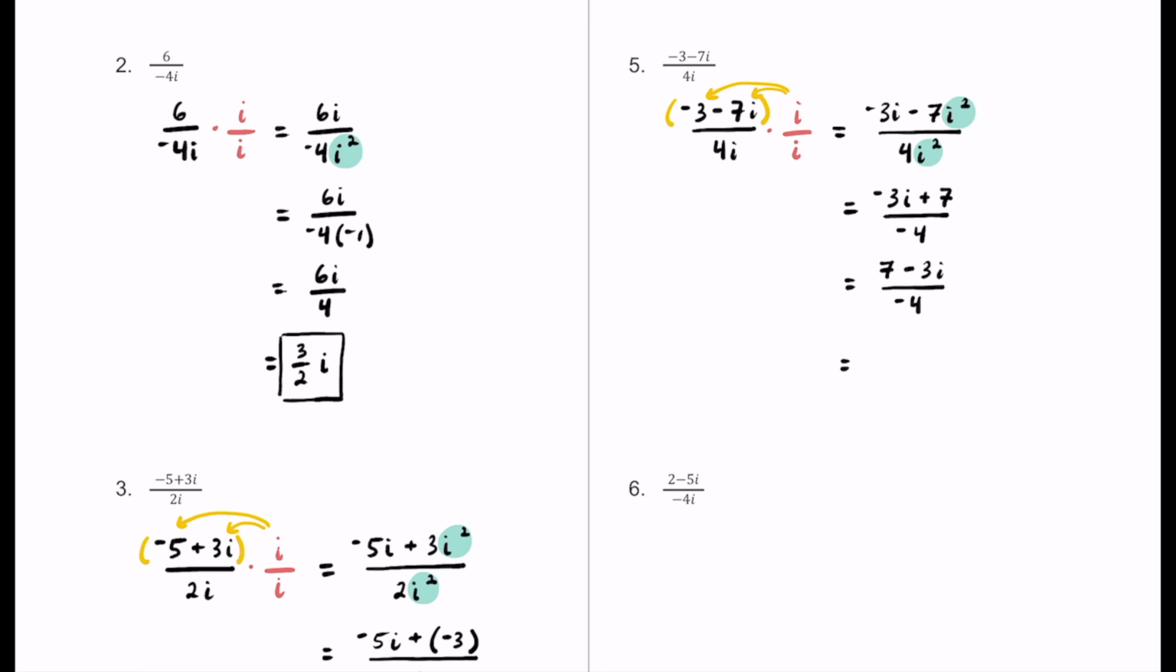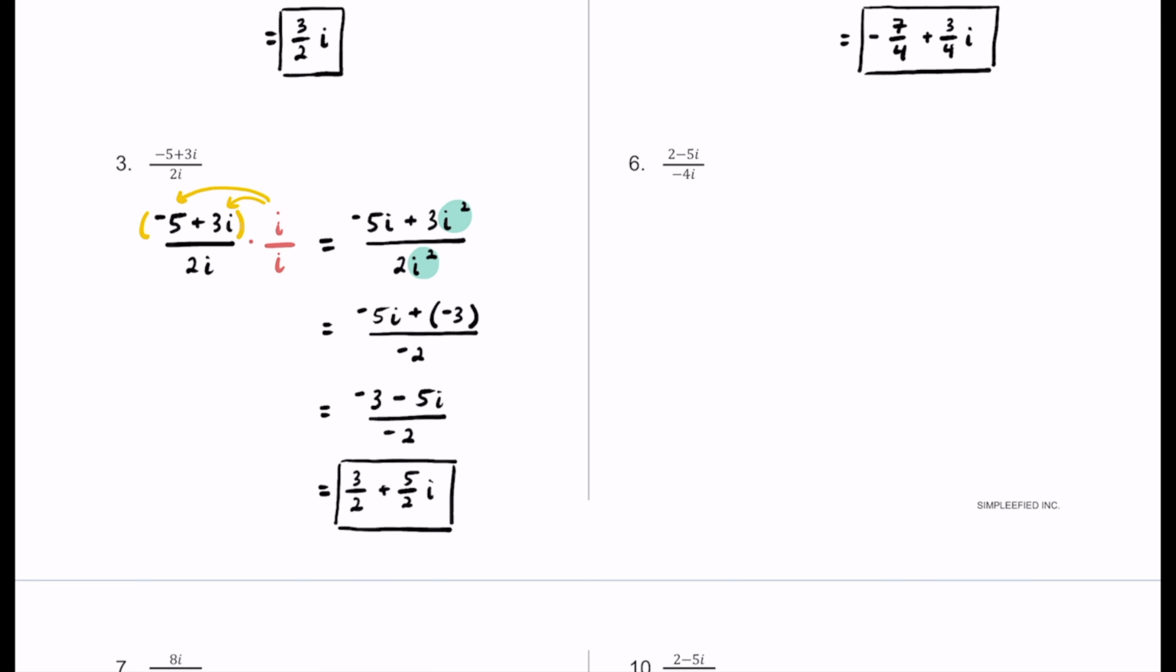And then rewriting this in standard form, this would be negative 7/4, because a positive divided by negative is a negative. That's going to be this 7 over negative 4. And then we have a negative 3 over negative 4, which is a positive 3/4. And that would be the coefficient for i. This would be our complex number written in standard form.